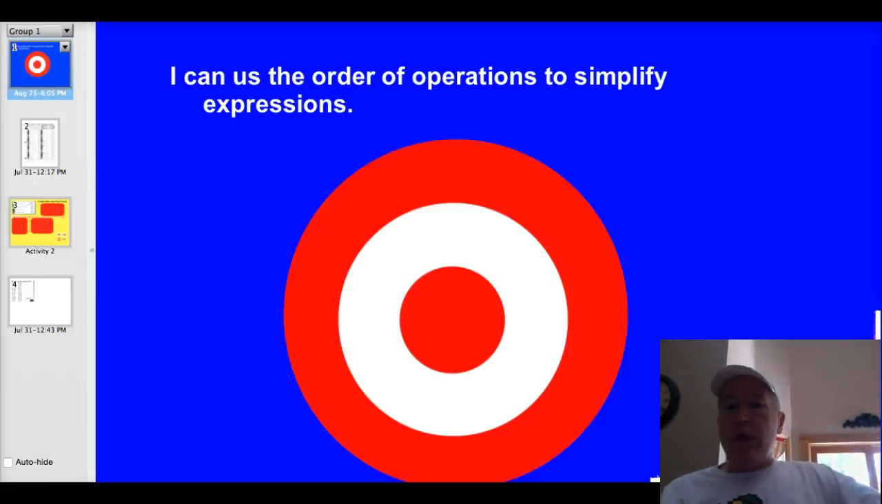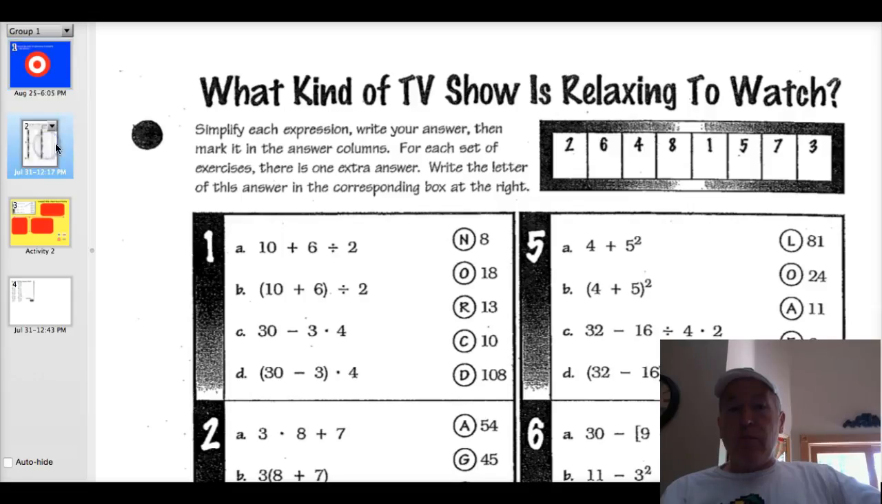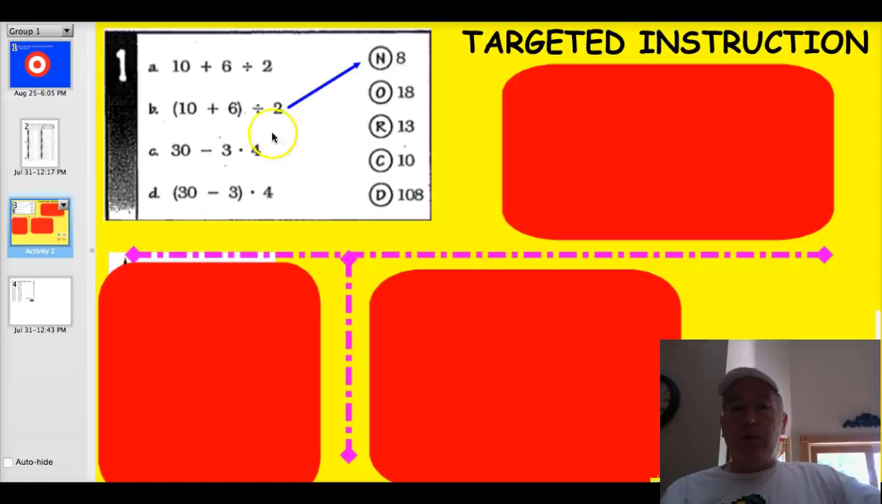Tonight we're going to be working on the order of operations and using it to solve a series of problems. This is what the worksheet looks like. There are specific things I'd like to teach you to make it most helpful to your learning experience. Let's take a look at problem B here.